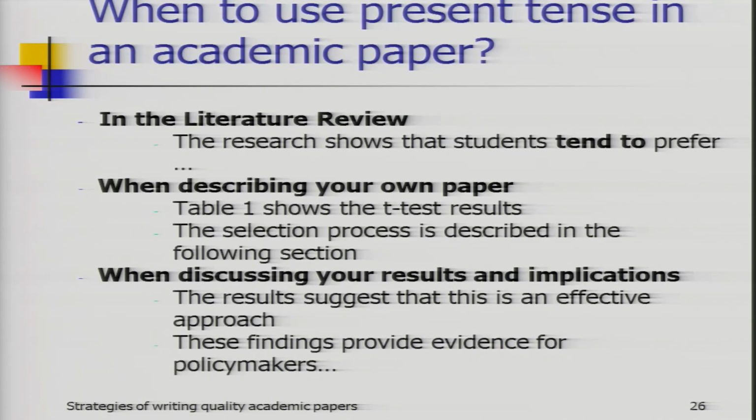And when can we use present tense in an academic paper? Usually we can use it in a literature review section, or when we describe our own work, our findings, our own paper. For example, Table 1 shows something, that's a fact. Table 2 shows something, Figure 1 shows something. We can use present tense. Or when we discuss our findings or results, we can use present tense. The results suggest something, or those findings provide some evidence. That's a fact.